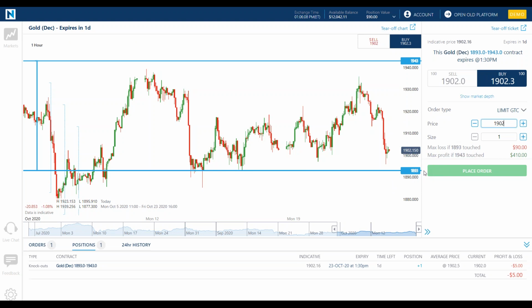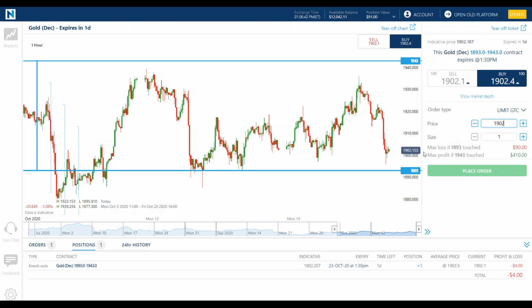I just made an assumption, and not a buy or sell recommendation. I thought gold was going to go higher. I told you I made that prediction. I bought one. If I'm wrong, I've got a stop loss down here at 1893. I know I can't lose any more than that. Now, if I'm right and gold trades higher and goes all the way up to 1943, I would get knocked out for my maximum potential profit of $410. So a knockout is a Delta One product.